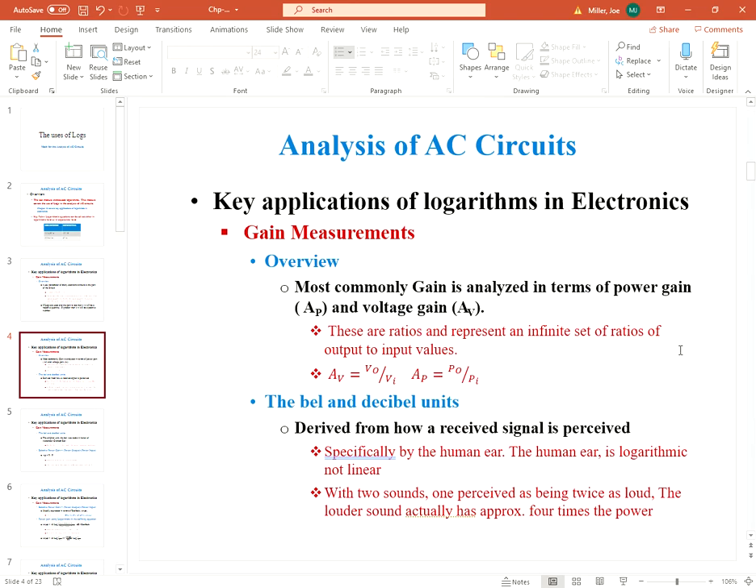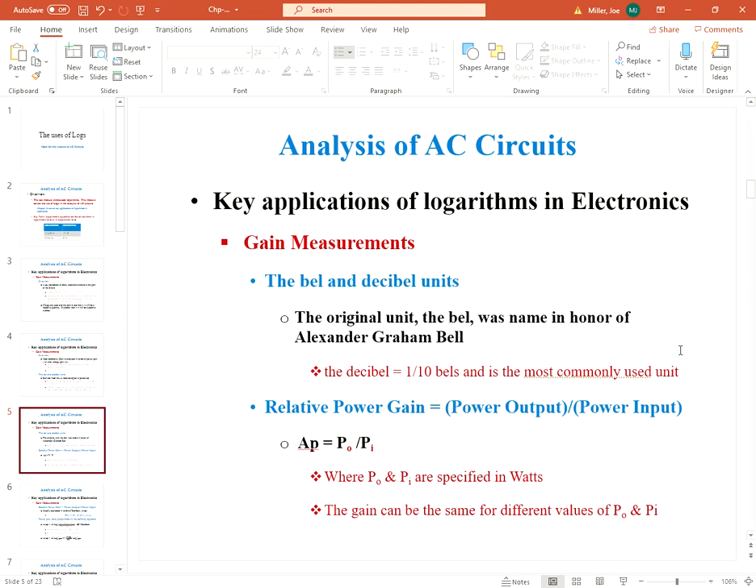The bell and the decibel units are derived from how a received signal is perceived, specifically by the human ear. The human ear is not a linear device, it is logarithmic. With two sounds, one perceived by a human being as being twice as loud, the louder sound actually has approximately 4 times the power.